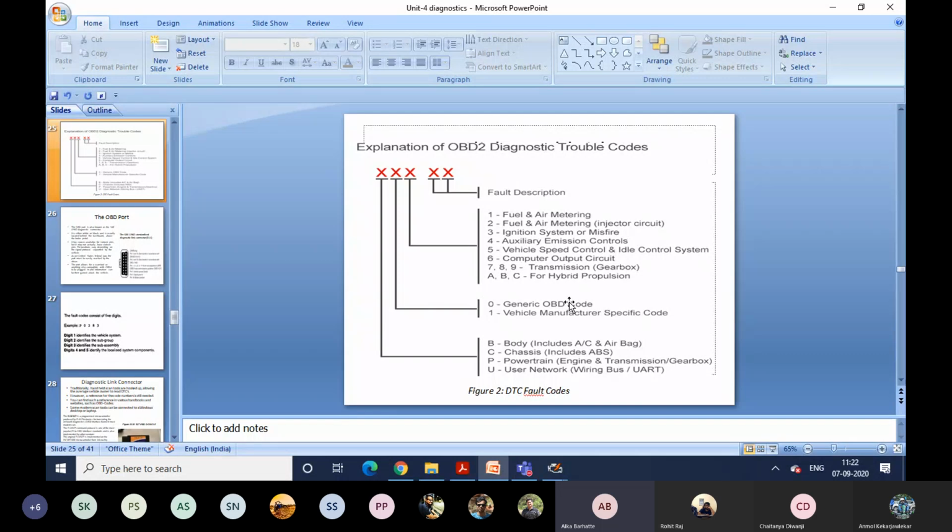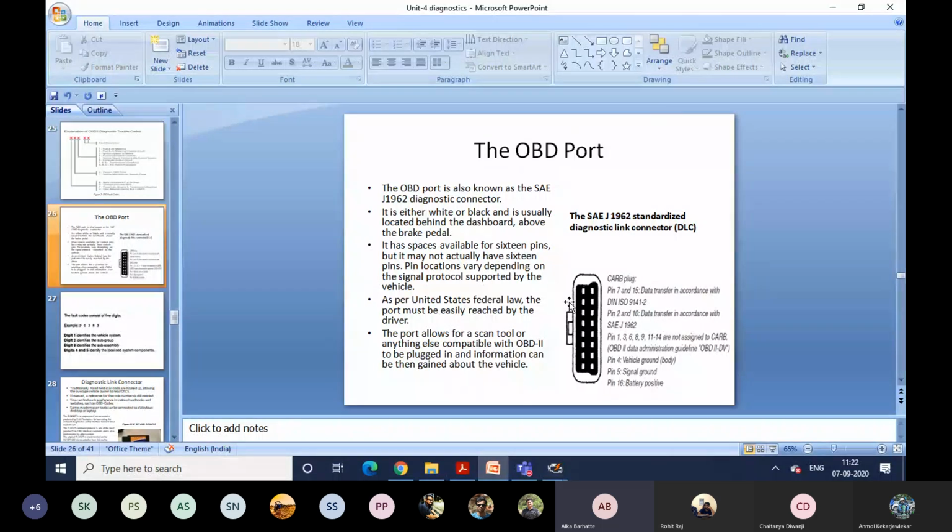Diagnostic trouble codes, DTCs, can be read through the diagnostic ports provided in your vehicle, and through that port we can analyze the data. The real-time sensor values you can obtain by connecting such a scan tool to your OBD2 port. Till this point we have covered, and now we are going to start with what the OBD2 port is.